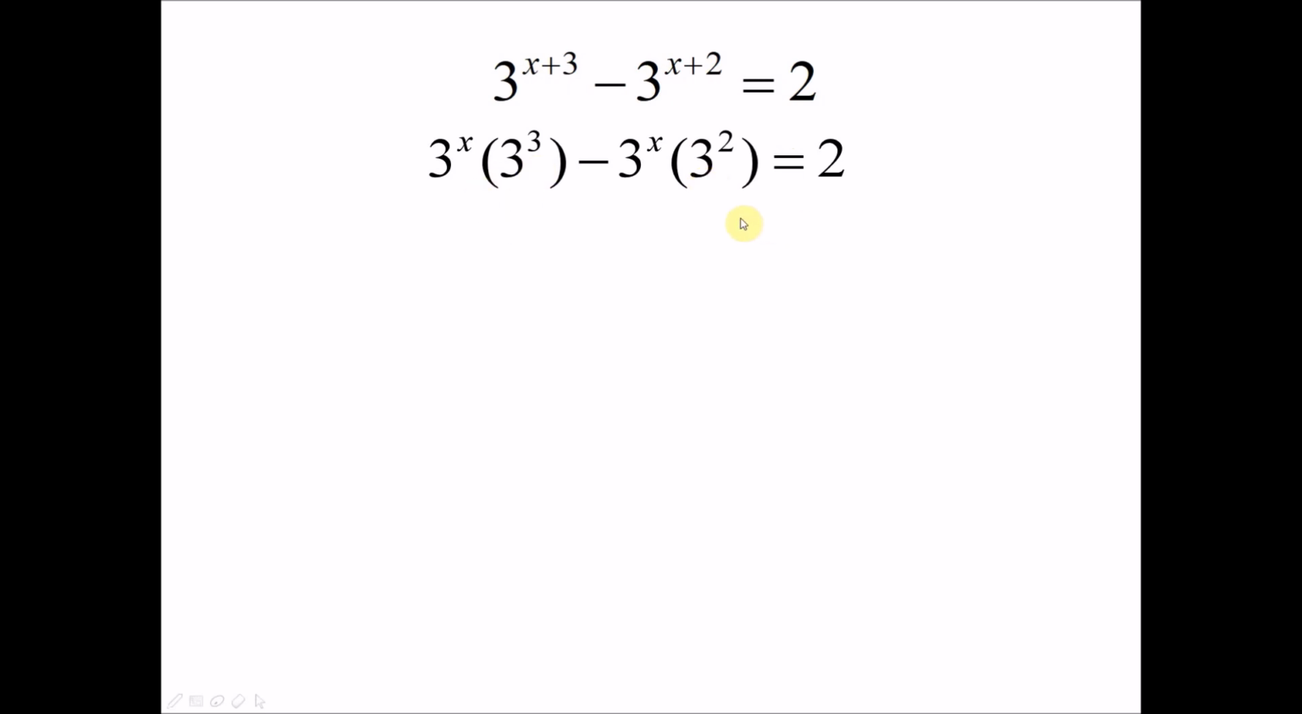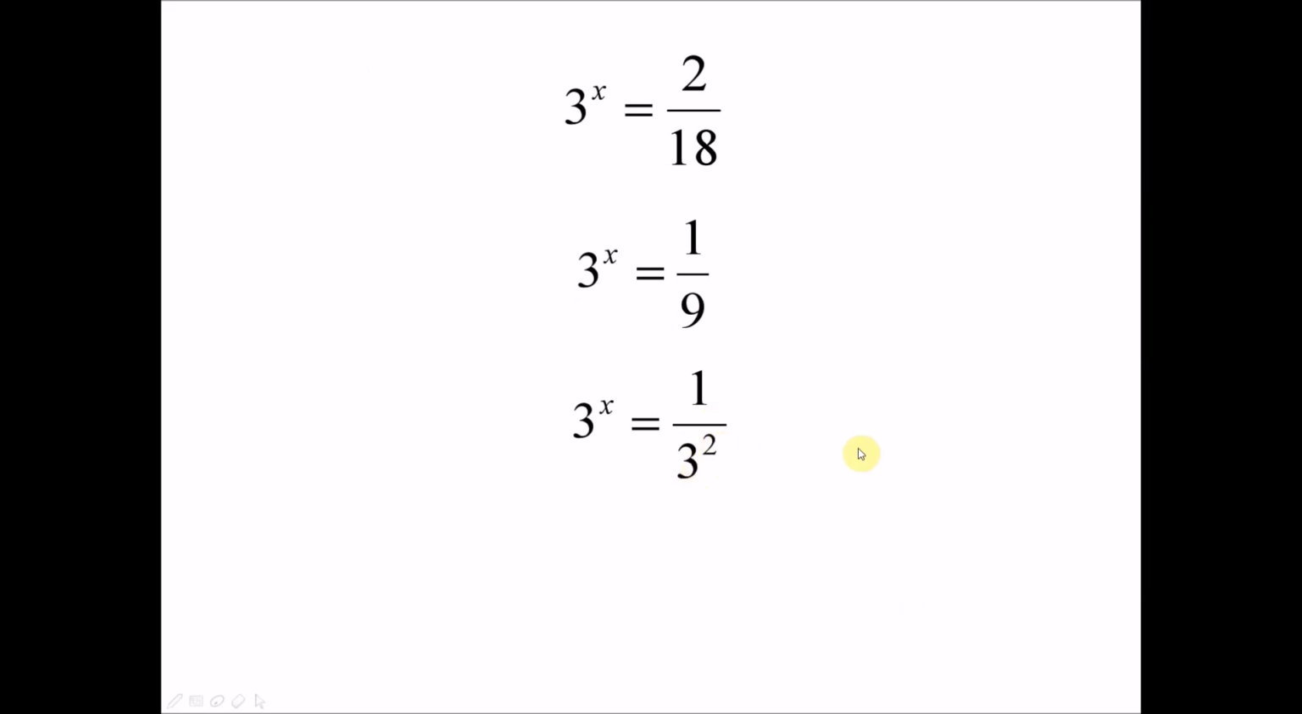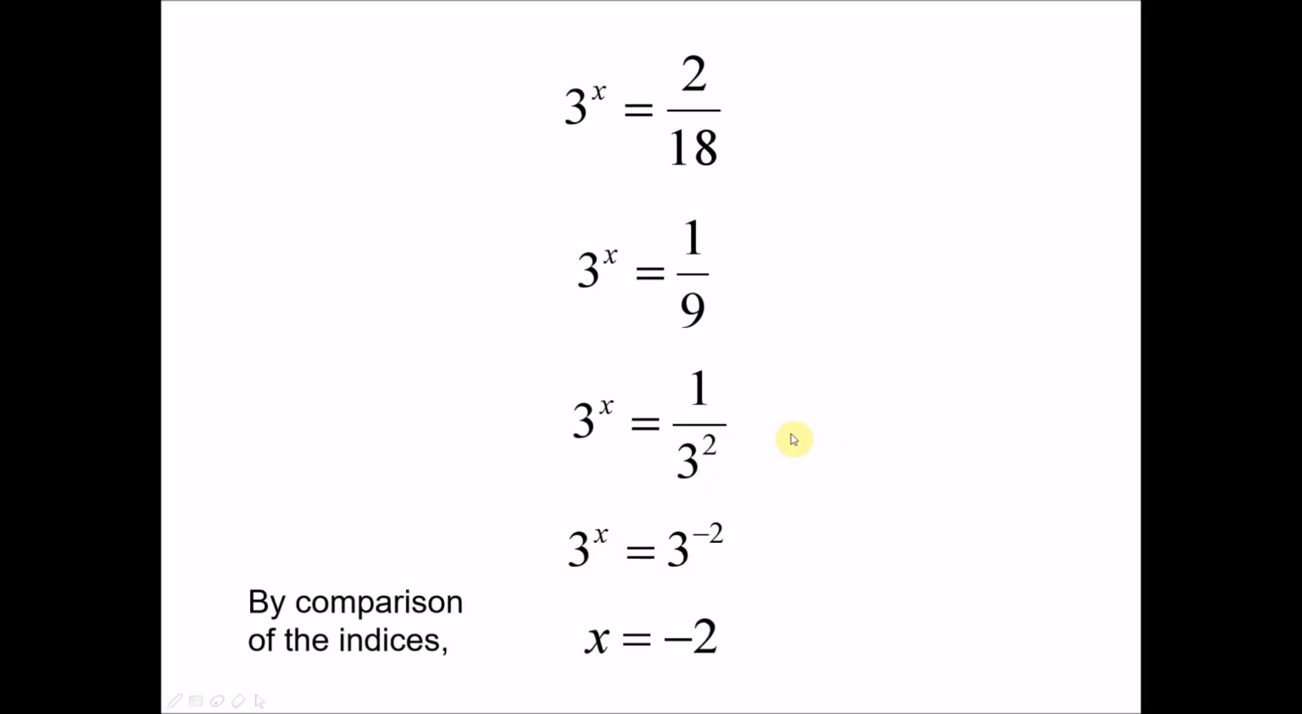So when you get this, you can factorize 3 to the power of x. 3 to the power of 3 minus 3 to the power of 2 is actually 27 minus 9, which is 18. So you move the 18 here, you get 2 over 18, which is 1 over 9. 9 is 3 to the power of 2, and then again we use the law of indices here, this part becomes 3 to the power of negative 2. So by comparing the indices, x equals negative 2.